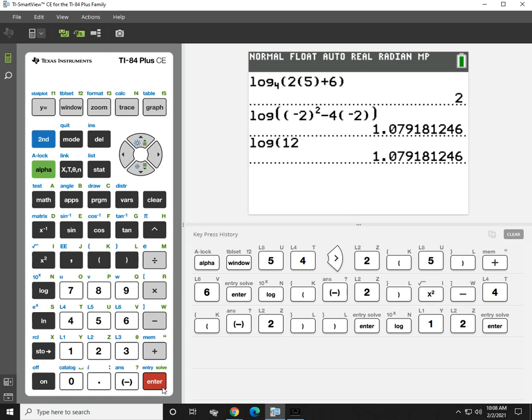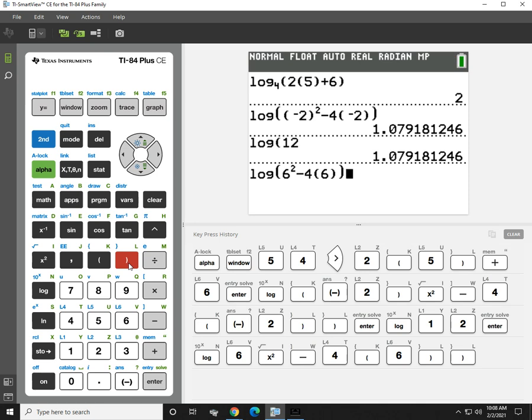Now let's check 4. I'm sorry, 6. Let's check 6. So common log of 6 squared minus 4 times 6. I plugged it in the same equation. Does it also equal the same thing, log of 12? Absolutely it does. So these are both true solutions. Neither of them are what? Neither of them are extraneous. All right, very good.